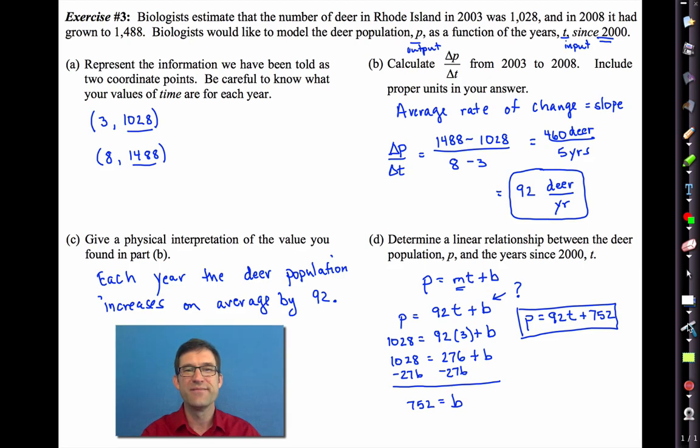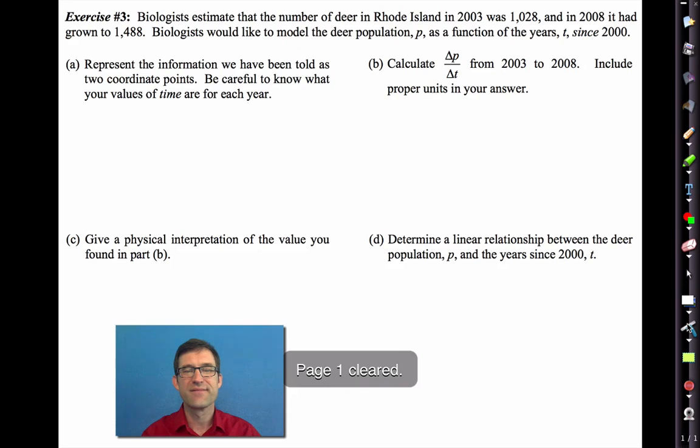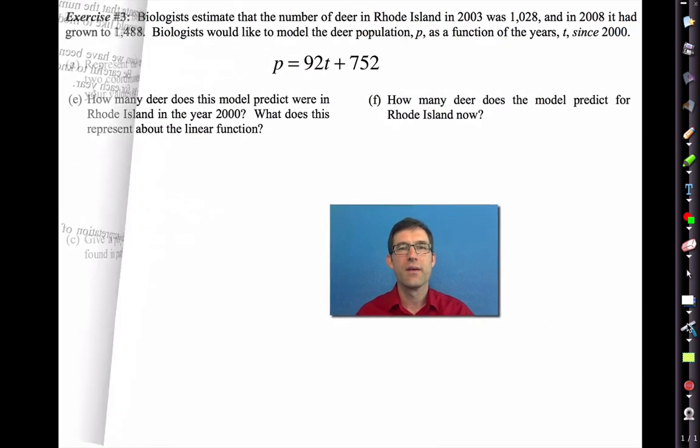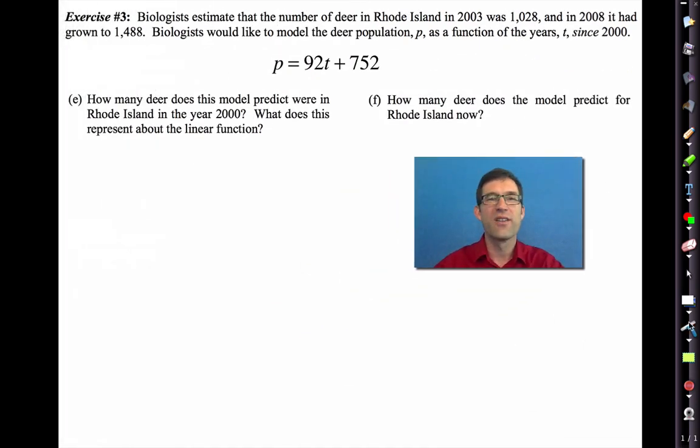Okay, here we go. Let's keep moving on. All right, so there's our model. P equals 92t plus 752. Just wanted to make sure we had it again. Letter E, how many deer does the model predict were in Rhode Island in the year 2000? What does this represent about the linear function? All right, well, pause the video and think about that for a moment.